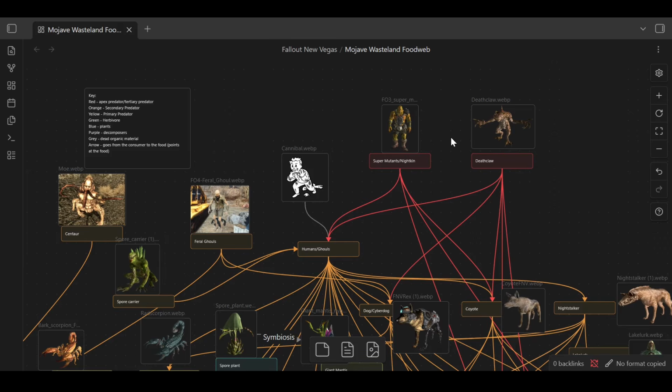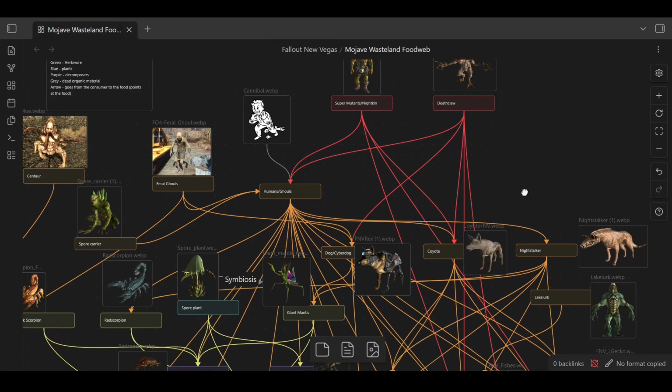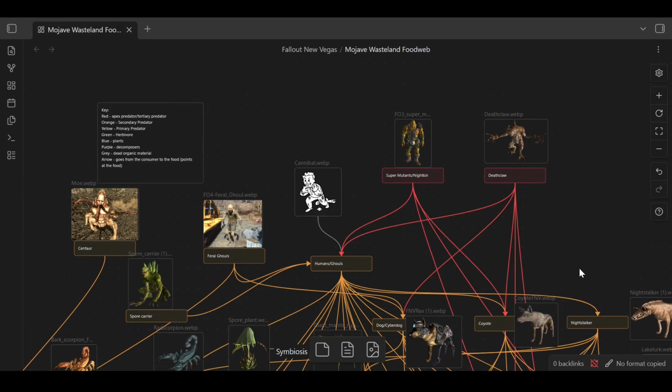Does that mean that the super mutants never eat people? No, they probably do, but they're maybe more likely to eat other animals instead of humans. But I'm not ruling it out as a possibility.